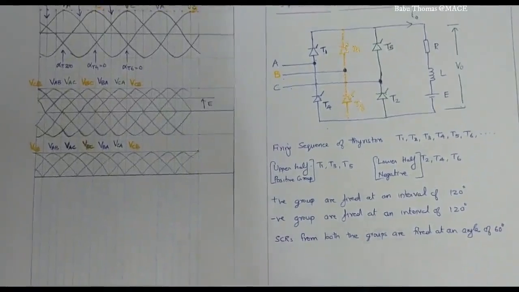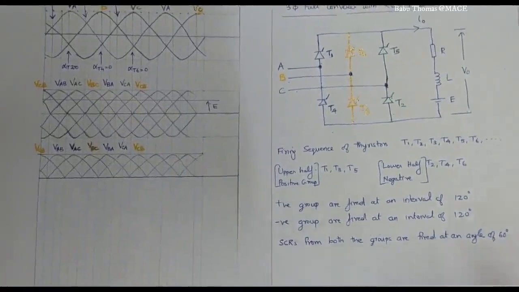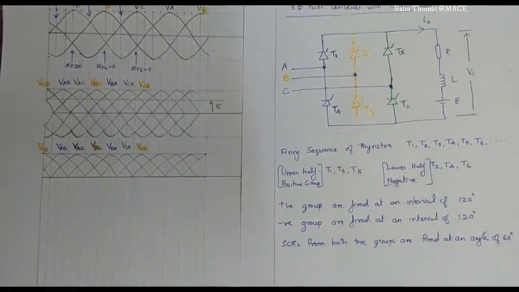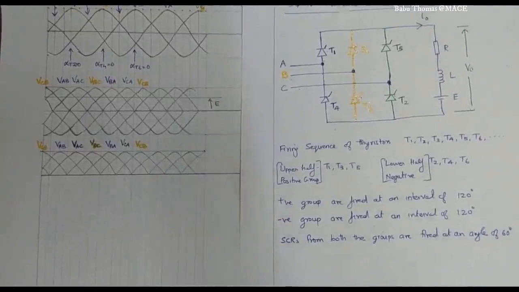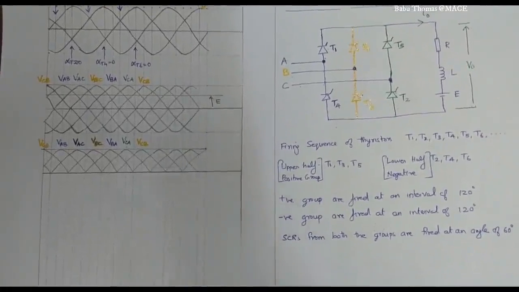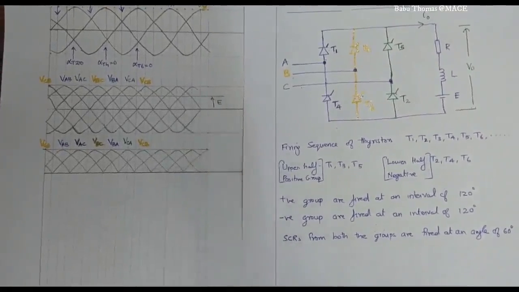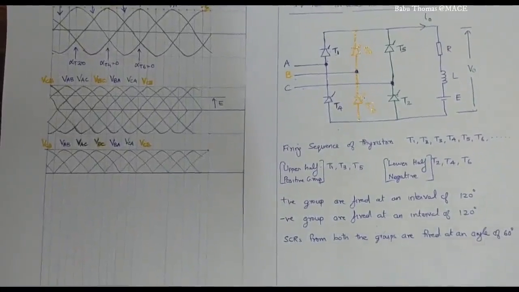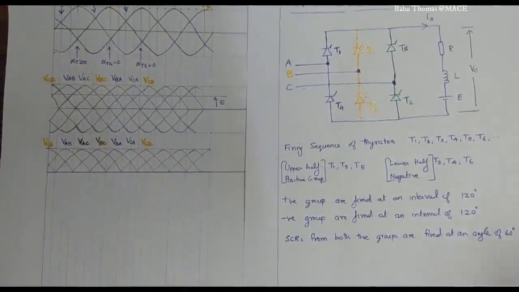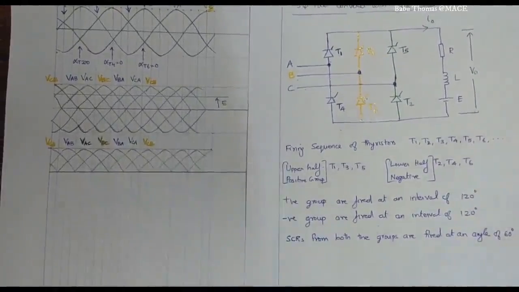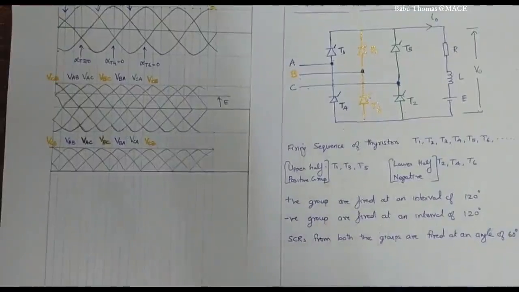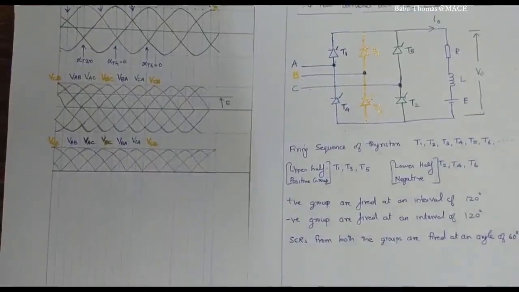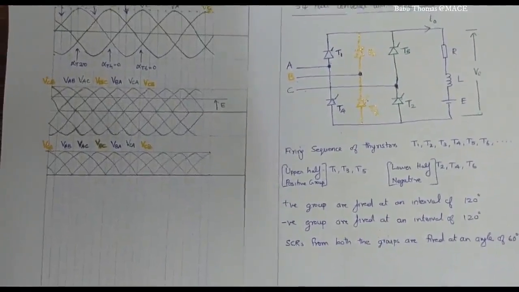So that means each thyristor is conducting for 120 degrees, and the firing sequence between the thyristors is such that if one thyristor is fired from the positive half at a certain angle, then from the lower half it will be fired after 60 degrees, and from the upper half the second thyristor will be fired at an interval of 120 degrees, and that will be repeating.